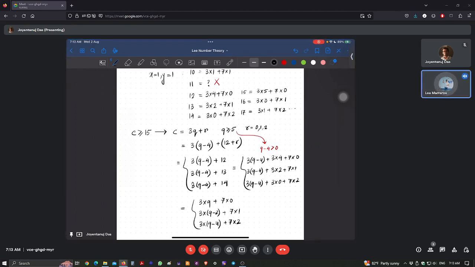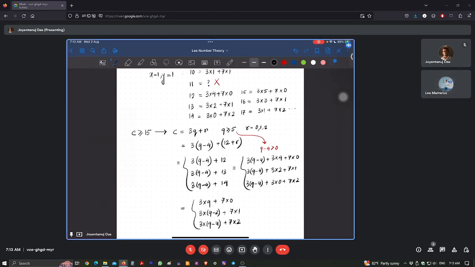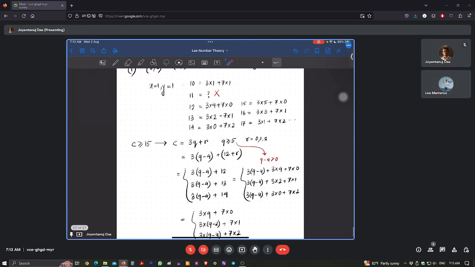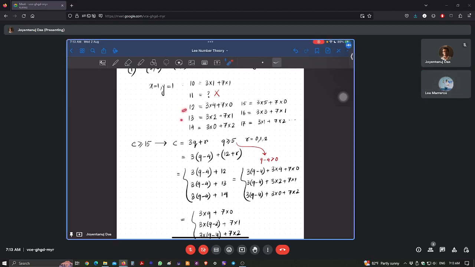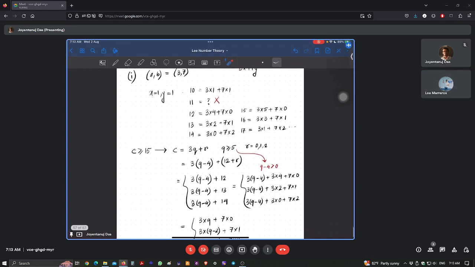But why did you start by saying C greater than or equal to 15 and not, let's say, greater than or equal to 12? Right. Here we saw that 11 is not possible, so we have to look from 12 onwards, whether it is possible or not. After checking from 12 onwards, we checked the numbers 12, 13, 14, 15, 16, 17.